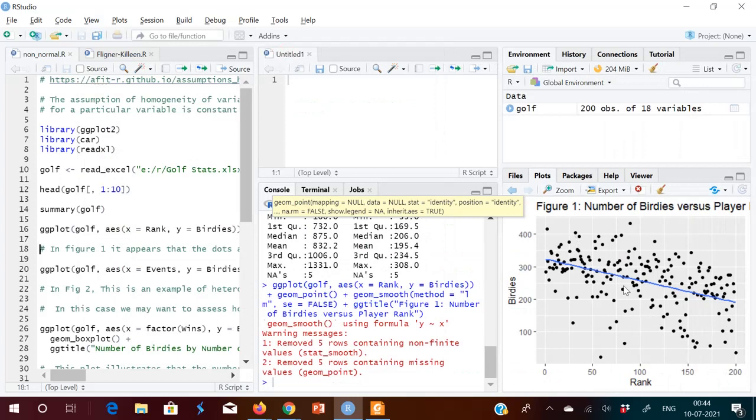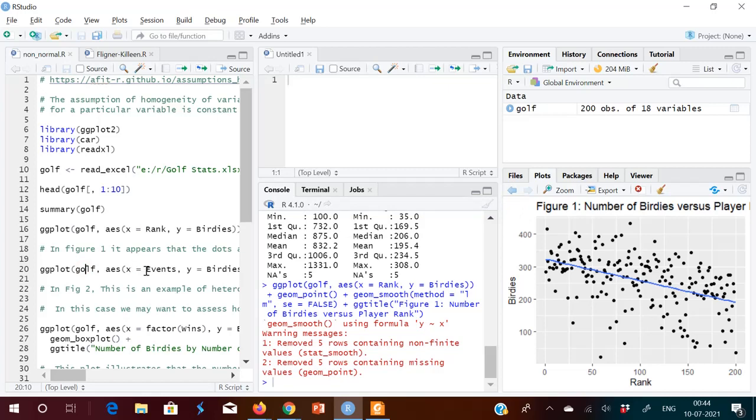You have seen it is homogeneous. That means the points are more or less similar around the line. From here to here it is almost similar. That's why it's called homogeneous for the variance. Okay, so now let us see this one.